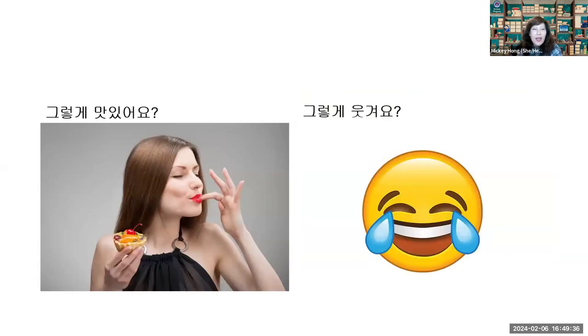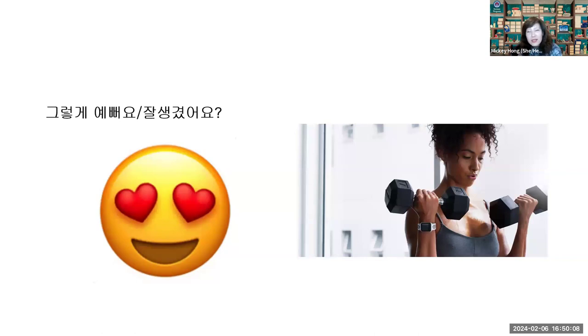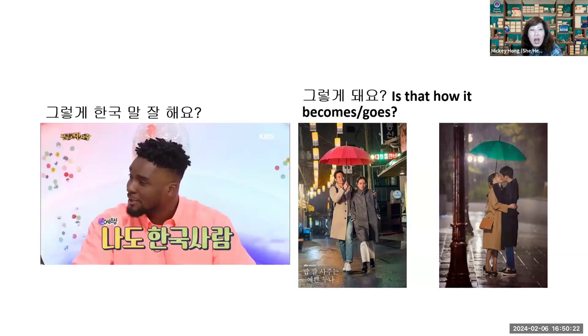그렇게 맛있어요? Is it that delicious? You know, looking at the picture. 그렇게 웃겨요? Like they're laughing to the point of tears. Is it that funny? You're asking. 그렇게 착해요? Like they're angels. Are they that nice? And on the right, what would it be, you guys? 그렇게 매워요? Is it that spicy? 그렇게 예뻐요? 그렇게 잘생겼어요? Are they that pretty, that attractive? 그렇게 많이 운동해요? You exercise that much? 그렇게 한국말 잘해요? He speaks Korean that well?